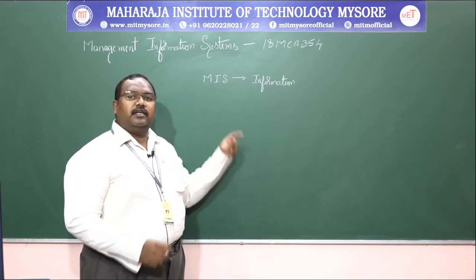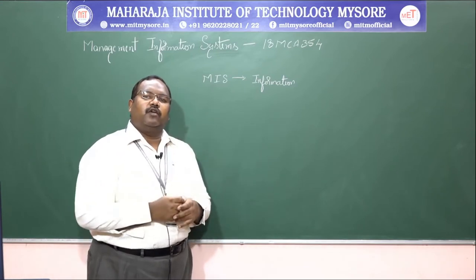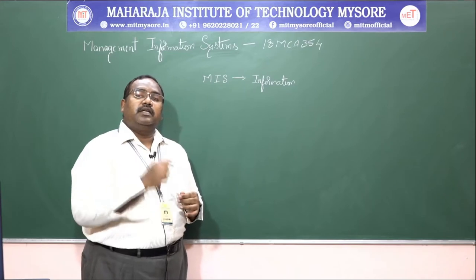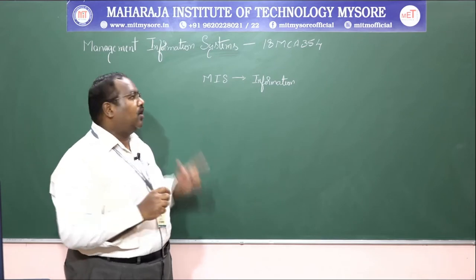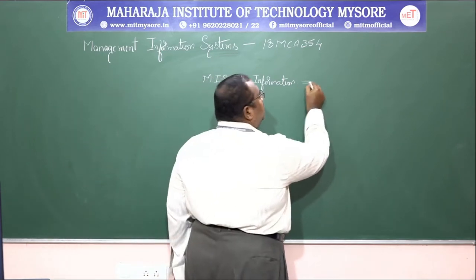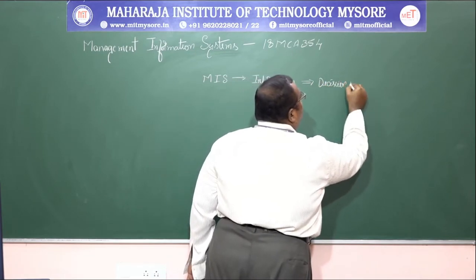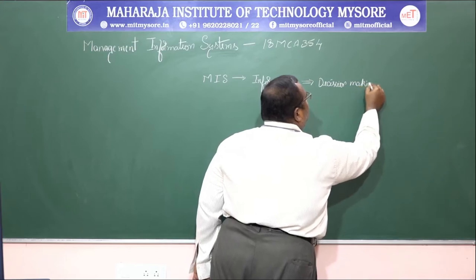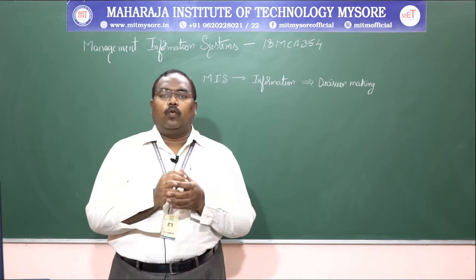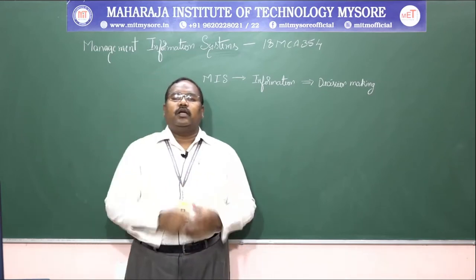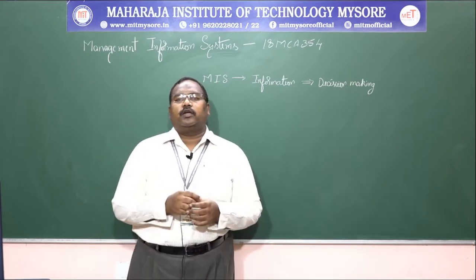Now we will see the extended version of this. When we talk about MIS, we have seen so far that MIS means information. Then what does this information signify? It signifies the concept called decision making. MIS mainly talks about the concept of decision making. Why? Let us take a scenario and look at why decision making is so important with respect to MIS.